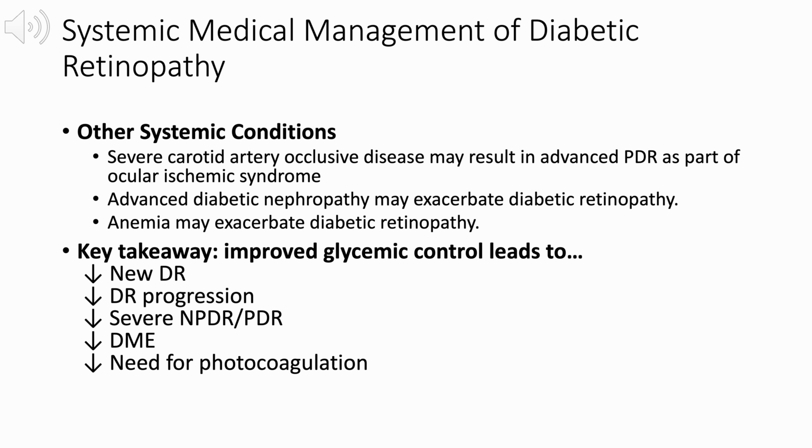The key takeaway box at the bottom of this slide summarizes the entire benefit of glycemic control, and it is worth stating each one explicitly. Improved glycemic control leads to decreased new diabetic retinopathy, decreased diabetic retinopathy progression, decreased severe NPDR and PDR, decreased diabetic macular edema, and a decreased need for photocoagulation.